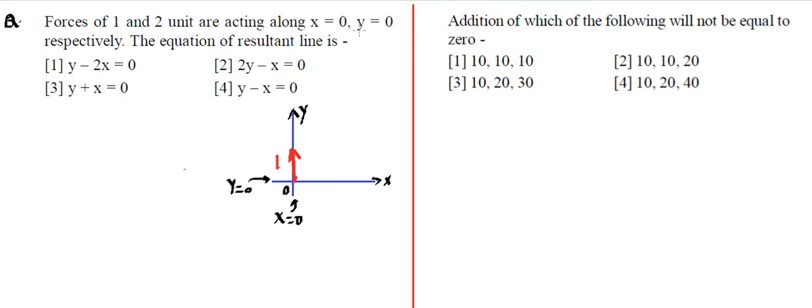And moreover, it says y equal to 0, which is the x-axis, and in that direction it is 2 units. So another vector is acting in this direction, which is of 2 units. Now these are the two vectors, and we need to find the direction of the resultant. Now we know if the two vectors are acting like this, they are perpendicular to each other, so the resultant will be somewhere like this. So that's the resultant R.